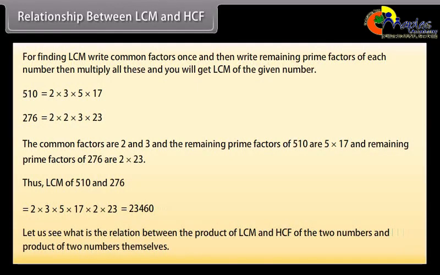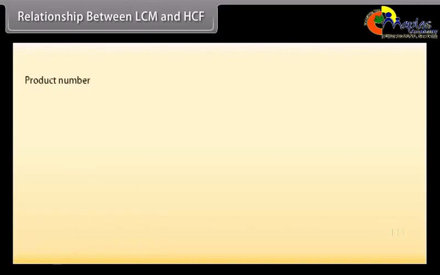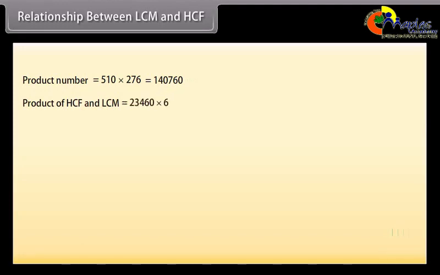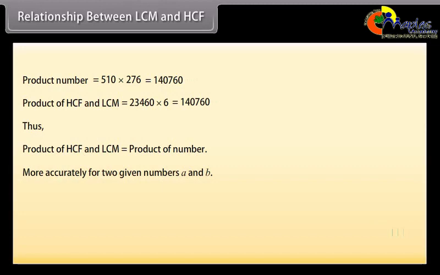Let us see what is the relation between the product of the LCM and HCF of the two numbers and the product of the two numbers themselves. From the above discussed example, the product of the numbers is equal to 510 × 276, which equals 1,40,760. The product of HCF and LCM is equal to 23,460 × 6, which is 1,40,760. Thus, the product of HCF and LCM is equal to the product of the numbers. More accurately, for two given numbers a and b, HCF(a, b) × LCM(a, b) is equal to a × b.